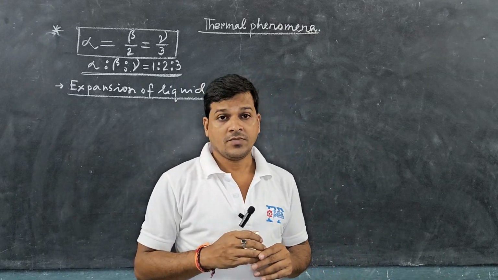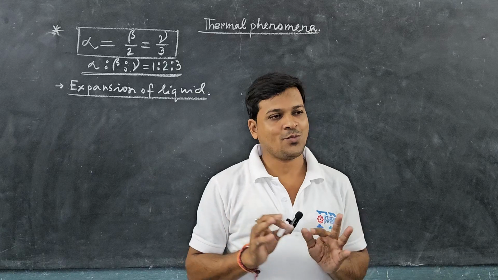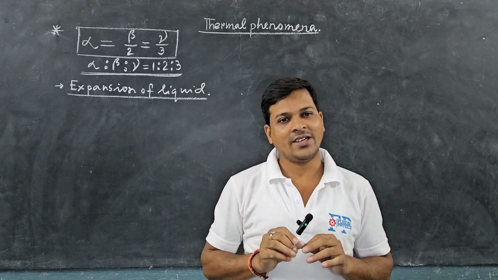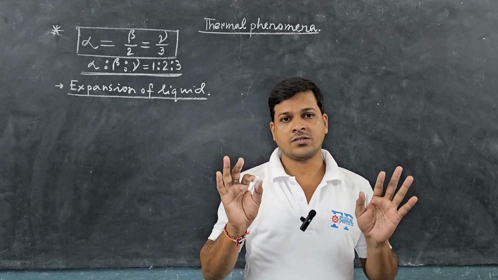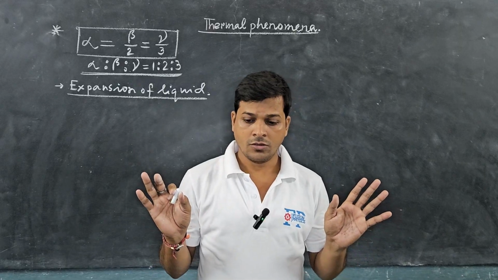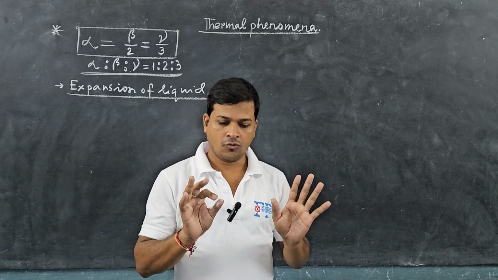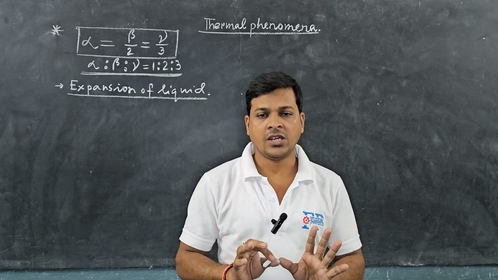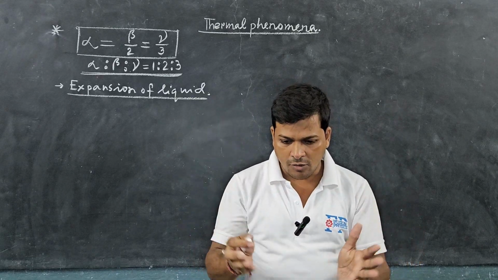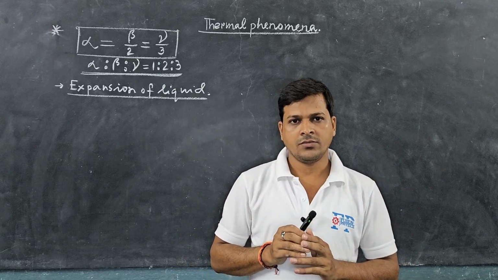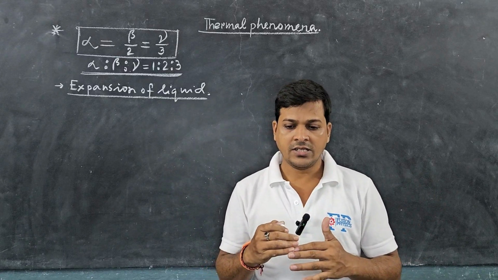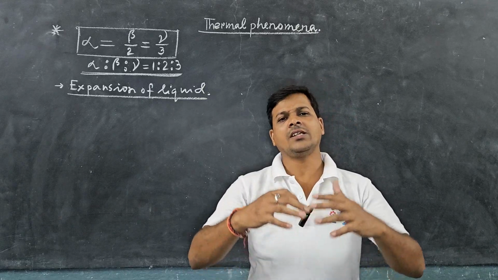But in case of the liquid, the liquid has no definite shape. The shape of the liquid is the shape of the container in which it is kept. That's why when a solid expands, it is very easy, but when a liquid expands, it is very difficult, because we cannot supply heat to the liquid directly. First, the heat is supplied to the container in which the liquid is kept. That means the material of the container first absorbs heat, then it expands. After that, the heat energy is supplied to the liquid, then the liquid expands.